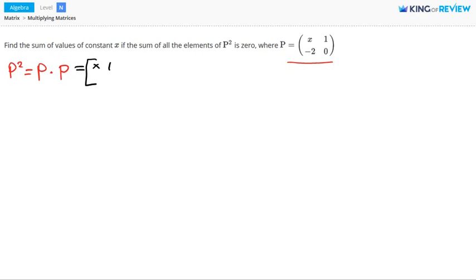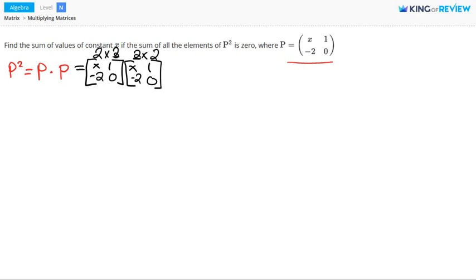So we have matrix P times itself, like this. So let's look at what the dimensions are on these two matrices. They're the same matrix, so they're both 2 by 2. That's 2 rows by 2 columns. And because these two numbers are the same, they're both 2's, we are allowed to multiply these together.